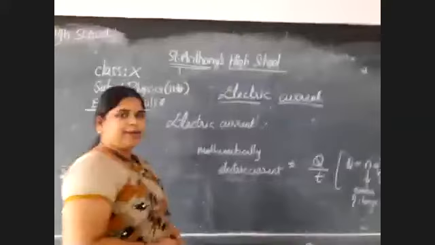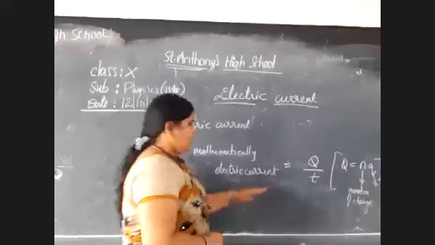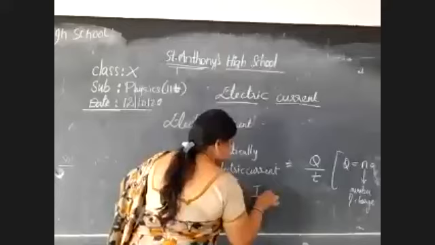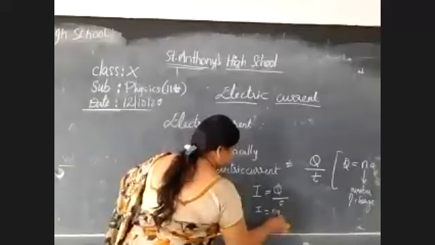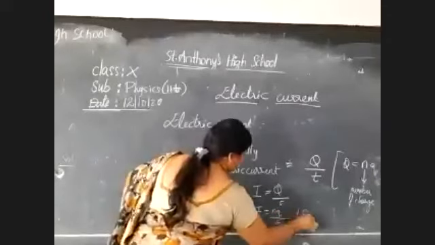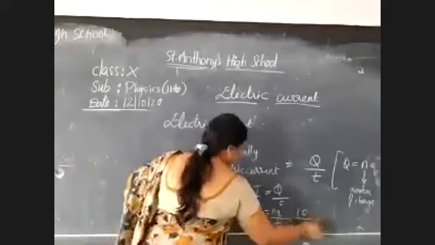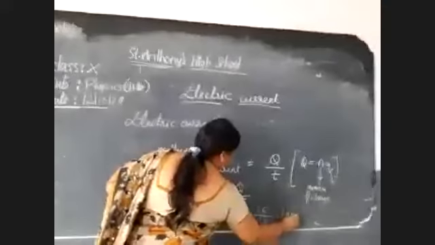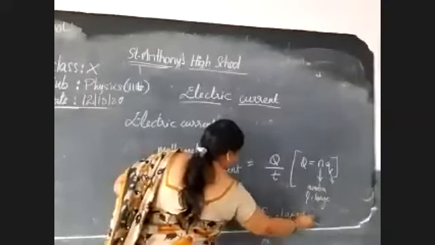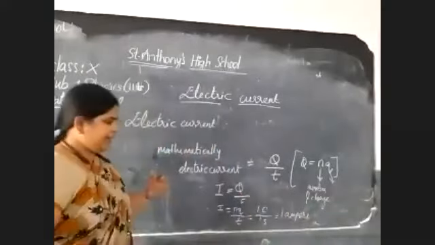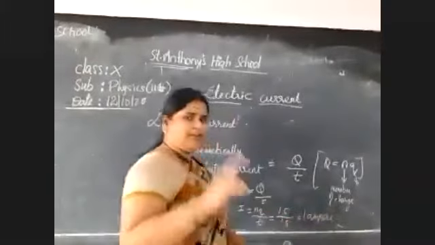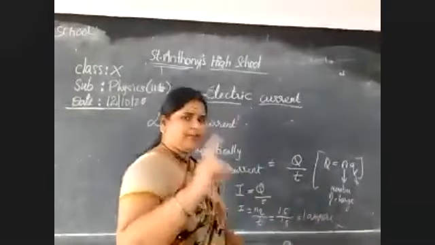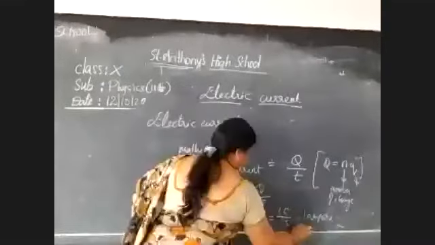So, from this we can say that I is equal to Q by t, or I is equal to nq by t, or this is nothing but 1 coulomb by 1 second. This is nothing but 1 ampere. Remember, when we write the whole name, we write with small letters. When we denote it with only one letter, then we write 1 ampere as capital A.